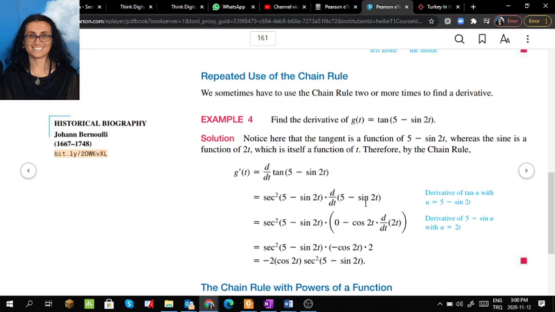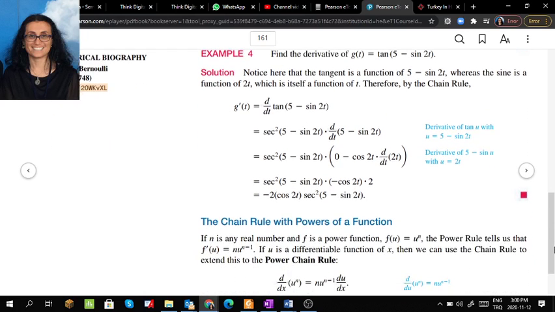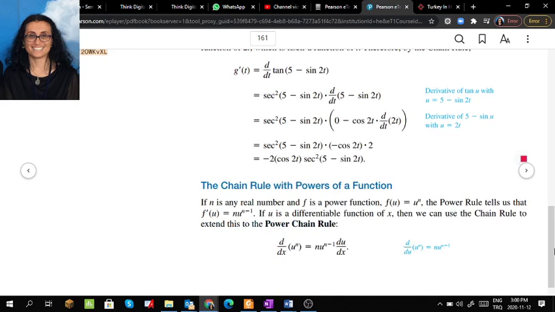and the derivative of sine 2t, what is the outside function, is sine here. The derivative of sine is cosine. We evaluate at 2t, and then multiply this with the derivative of the inside function, which is 2t. And here, as you will see, secant squared of 5 minus sine 2t times, this is 0, so we ignore it, minus cosine 2t times the derivative of 2t, which is 2. Okay, and then at the end we just write our answer in a simplified format. So these things you will see as well, and we did an example in the recitation as well.